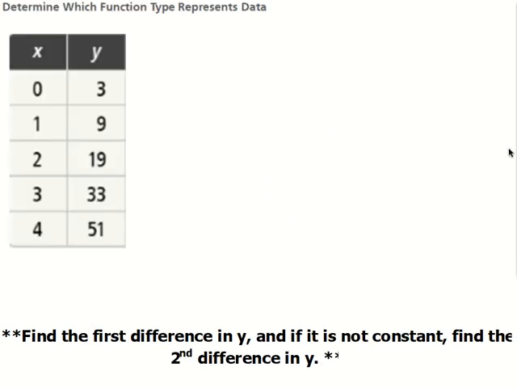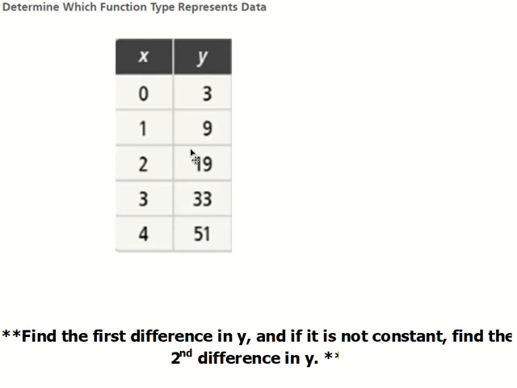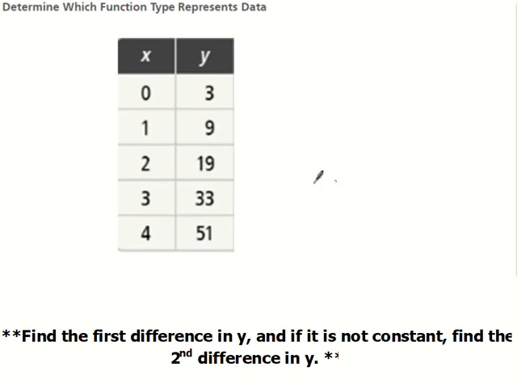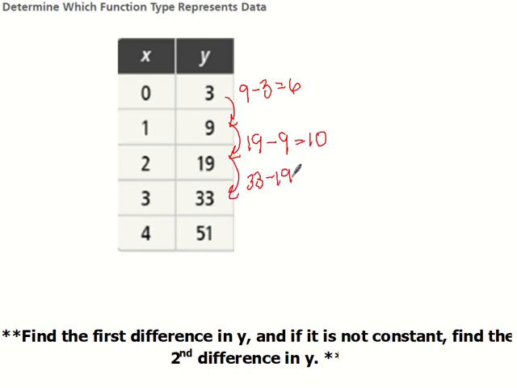So here is my next one. Again, I'm going to scoot this over so that I have room on both sides. So we do the same thing, right? 9 take away 3 gets me 6. But 19 take away 9 would get me 10. And then I do 33 take away 19, and that would get me 14. And then 51 take away 33 would get me 18.